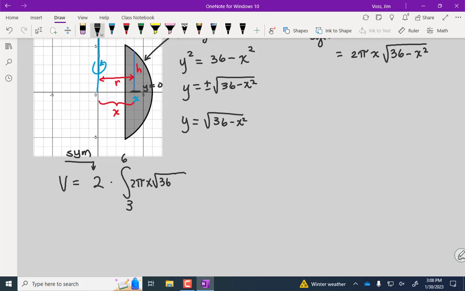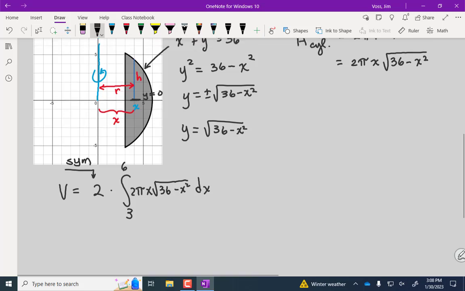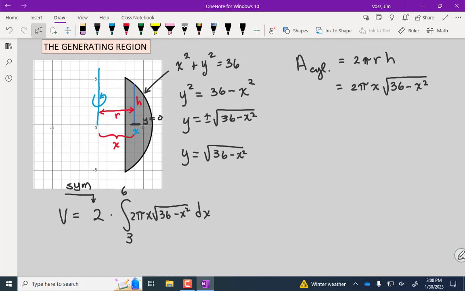Any questions on that setup? Couldn't we simplify that, the square root of 36 minus x squared? Freshman dream, we wish we could do that. Why can't we do that? Because it's not multiplication. You could just distribute the square root symbol, but we can't do that.